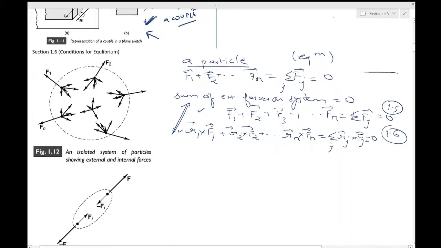So this is what you have in front of you, figure 1.12, which shows you a system of particles, and you see that we are only considering the external forces when we discuss equilibrium, not the internal ones. Internally, whatever can happen, it's not our concern. So 1.5 and 1.6 are called the necessary conditions of equilibrium.